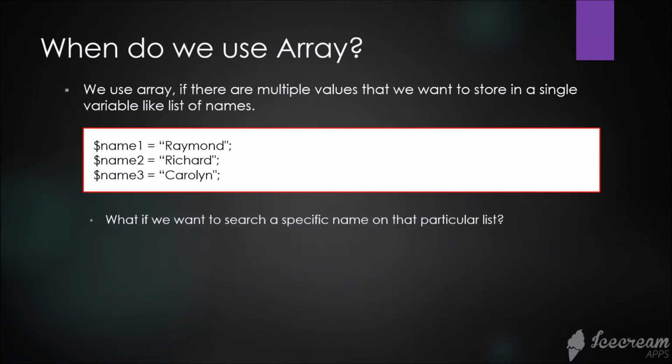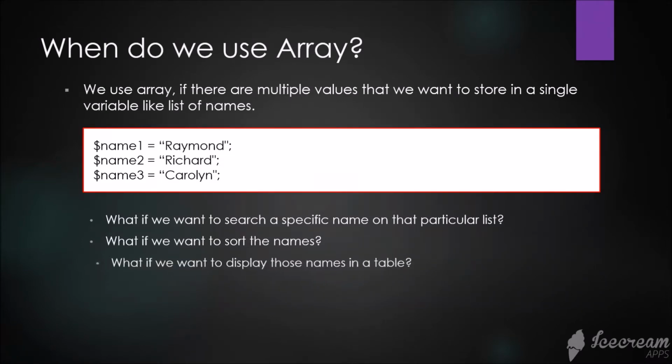But what if we want to search a specific name on that particular list? At the moment, it's easy because we only have three items. But what if there are already 50 or even, let's say, 100? That's a lot already, so we will have a hard time searching for a name. Then what if we want to sort the names? Or what if we want to display those names in a table, or an HTML table? We will have a hard time if there are already a lot of names in our list.